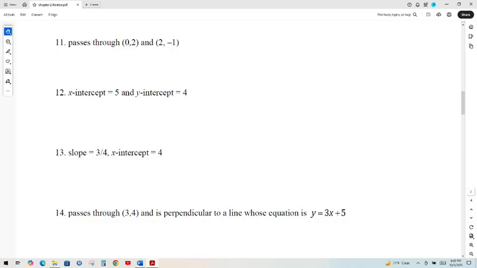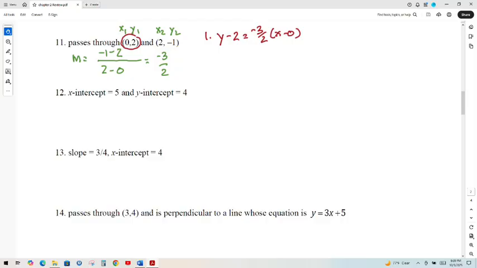Okay, continuing finding equations. So on number 11, what we need to do, first of all, is find the slope. So we know slope is the change in y's over change in x's, so we go ahead and do that. We get negative 3/2. Now again, the easy form, pick one of the points. So for instance, if I pick 0, 2, I would just plug that into that form, and you end up with y minus 2 equals negative 3/2 times x minus 0. Or you could pick the other point, 2, negative 1, and you would have y minus negative 1 equals negative 3/2 times x minus 2.